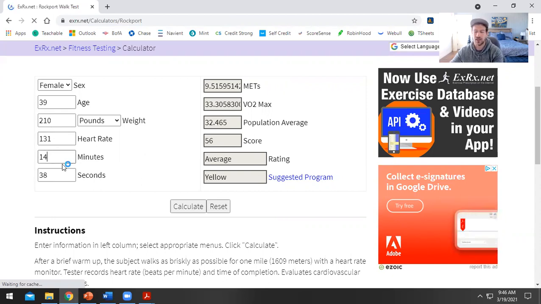But let's say it took them like a minute longer, 15 minutes. Let's say their heart rate was 10 beats higher, 141, right? So now if I calculate that, that puts them in the fair category. So they didn't do quite as well, right? They were struggling a little bit more.